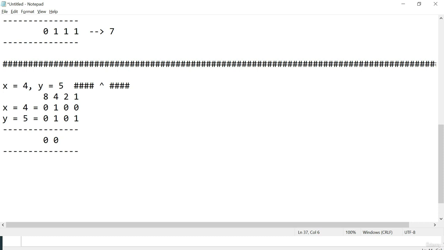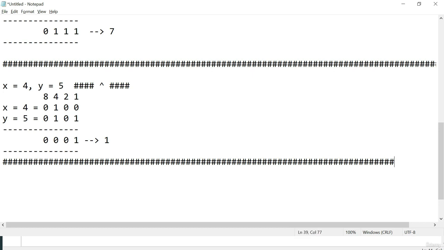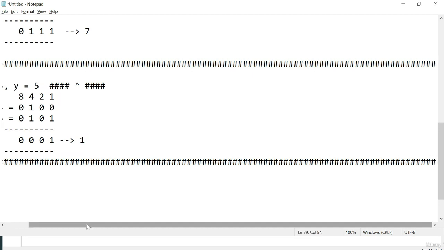Again, both the bits are 0, so in this case again it is false. In this case it is true, because the bits are not equal. So what will be my output? This is for 1, so 1 will be my output. I hope all of you understand how to apply the XOR operator.